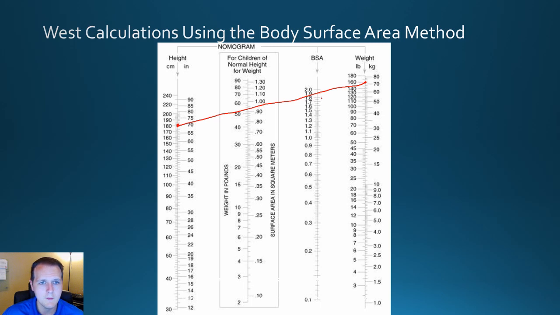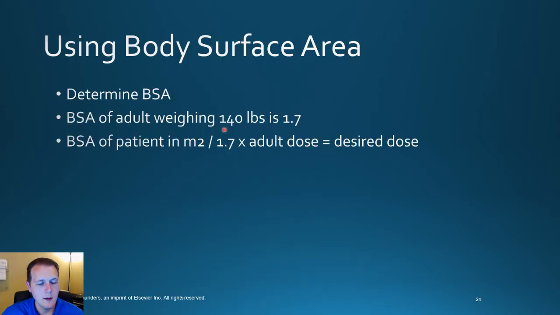Depending on where you work, you might find other calculations being used here, but this is just one way to do it. Now, when we're trying to determine a patient's BSA, we're going to compare that to the prototypical adult patient who weighs roughly 140 pounds and has a BSA of 1.7 meters squared. Meter squared is the unit of body surface area.